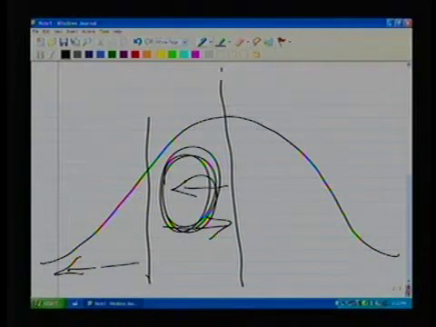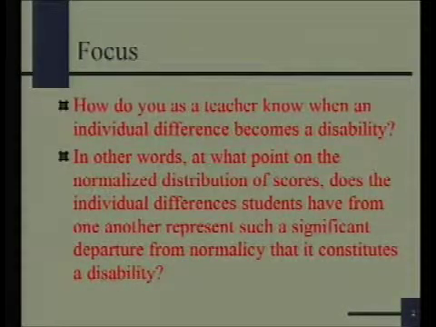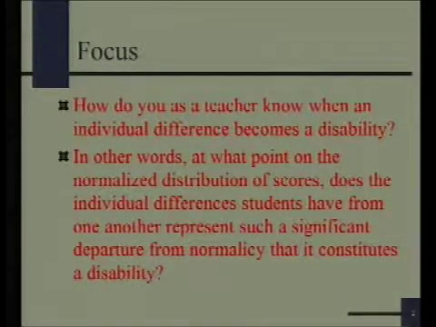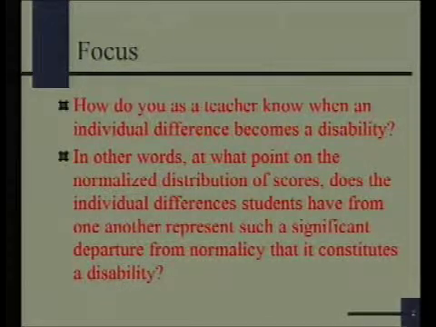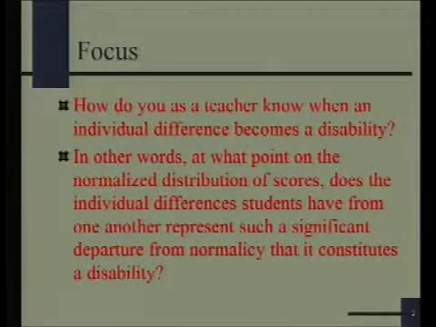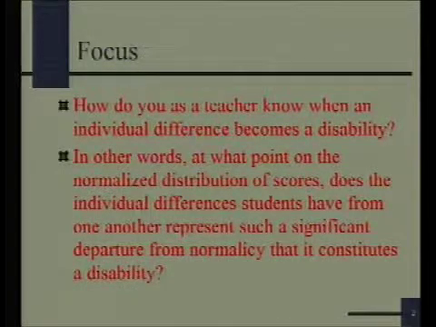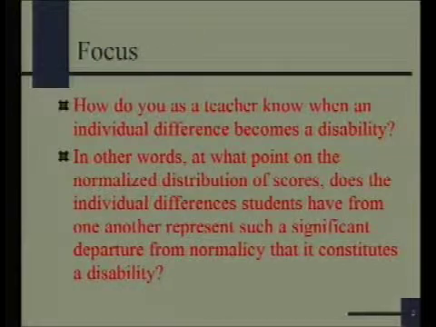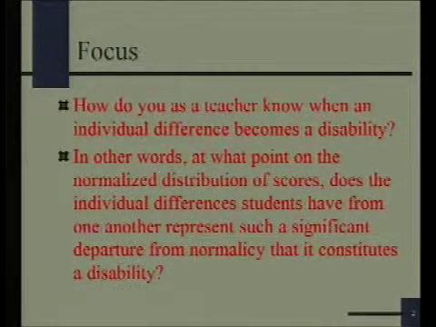So that begs the question, and our focus topic for today is, how do we know when a child is individually different or that he has a disability? How do we know when individual difference actually represents something rather than a deviation that would be expected in terms of the way a particular characteristic distributes on a normal curve?